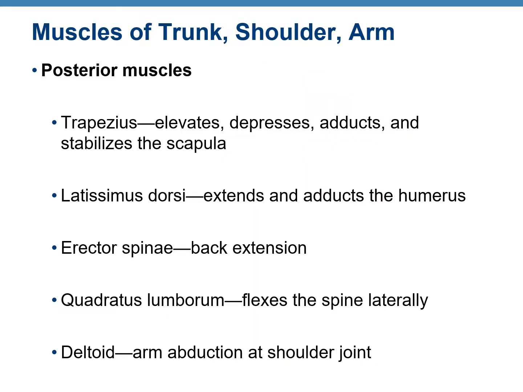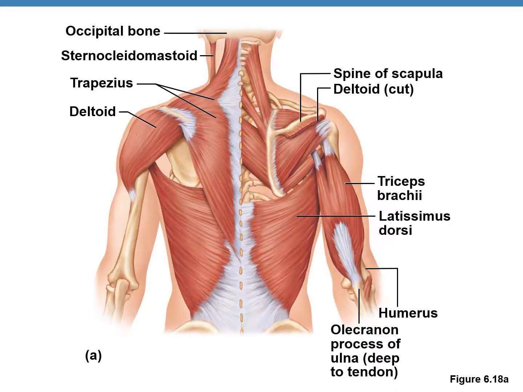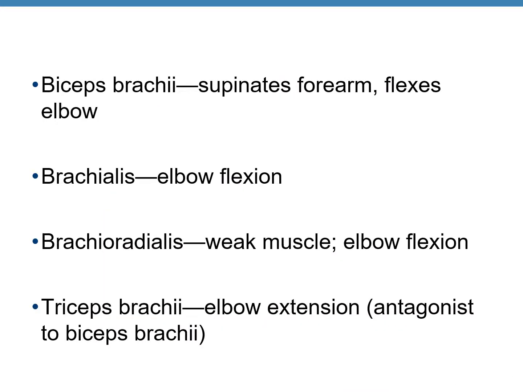Posterior muscles include the trapezius, the deltoid, latissimus dorsi, erector spinae, and quadratus lumborum. This slide shows some of the muscles discussed in the previous slide. Some muscles of the arm include the biceps brachii, the brachialis, brachioradialis, and triceps brachii. We learned about these muscles a little bit in previous slides.